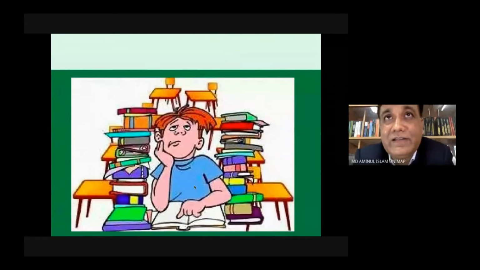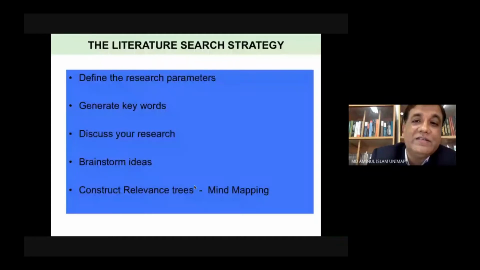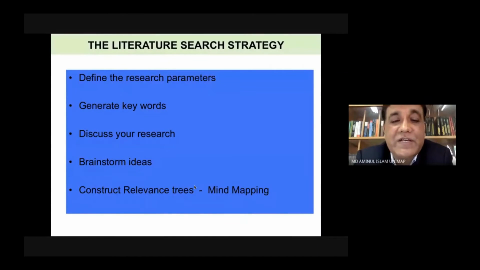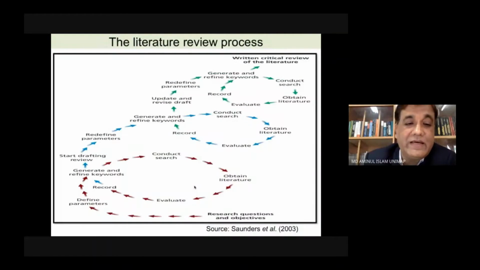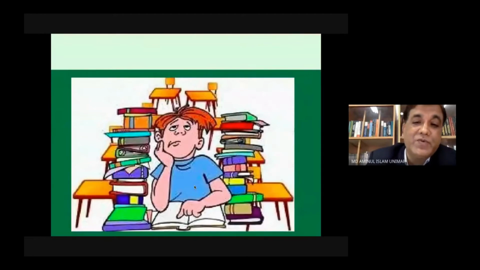So this is how you are, right? At the beginning, when you start looking for information, you obtain a lot of papers and all that, you will be worried and be thinking, how should I do this? This is very common. Now, in terms of searching strategy, you define research parameters, generate keywords. Earlier, Saunders has shown that way, right? If you look at basically what he has done: parameters, then conduct search, obtain literature, evaluate and record. I put it the same way, but I have added two extra steps, brainstorm your ideas. That's why I put this one.